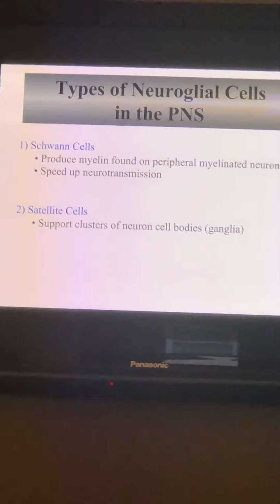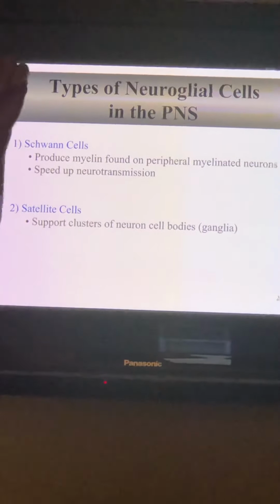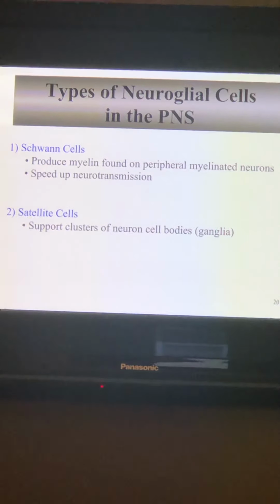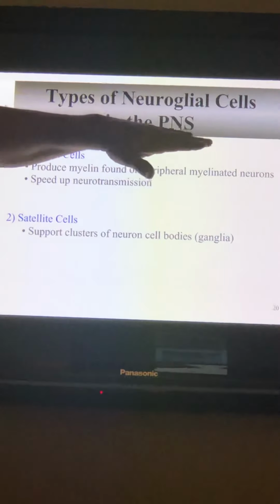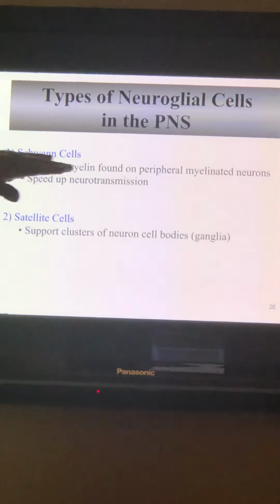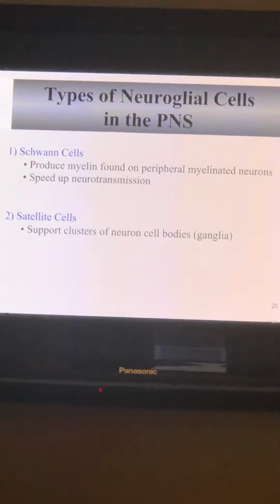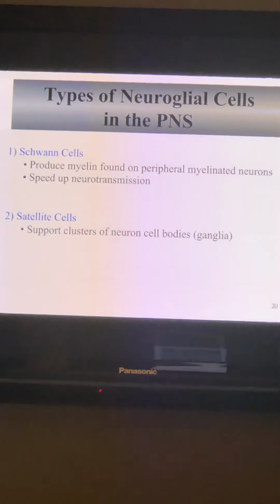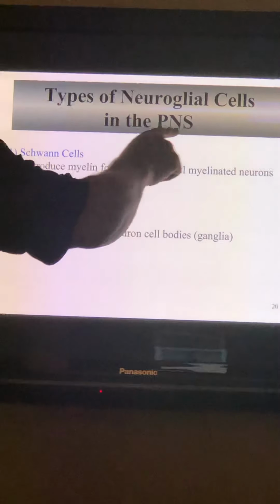Okay, we're back to the beginning when we saw the neuron with all those little dots around it that we call neuroglial cells. We're going to define a couple of those. This one is in the peripheral nervous system. In other words, the cranial nerves and the spinal nerves. The Schwann cell is what puts that myelin or fat coating on the neuron. And again, that's in the peripheral nervous system.